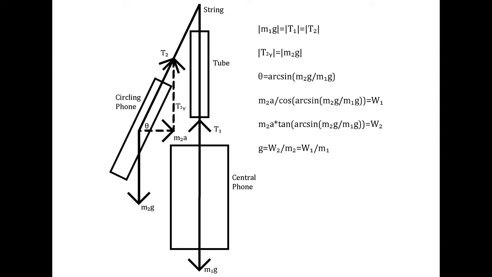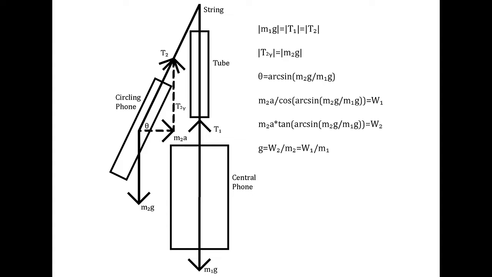This experiment uses the principles of circular motion and Newton's second law to calculate g, gravitational acceleration. The setup for this experiment uses 2 phones, a tube, some string, and a stopwatch.